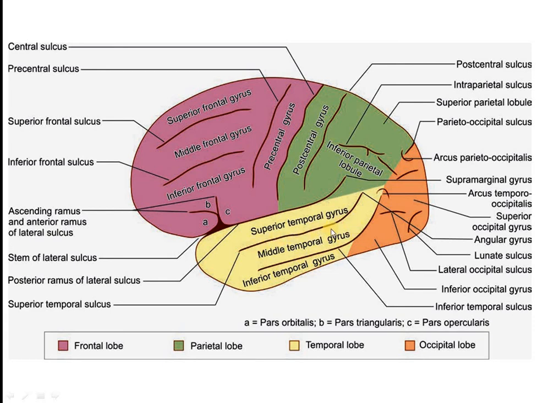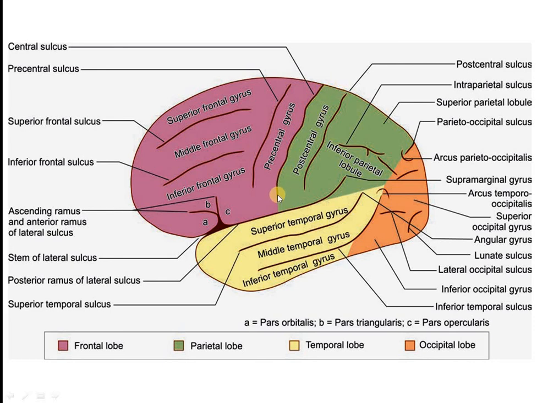As it is located on the top, it is called the superior temporal sulcus, and this is called the inferior temporal sulcus. This is known as the superior frontal sulcus. This is the inferior frontal sulcus. So this is the superior frontal gyrus, medial frontal gyrus, and inferior frontal gyrus. So three major gyri here, and also three major gyri in the temporal region: superior temporal gyrus, medial temporal gyrus, and inferior temporal gyrus.